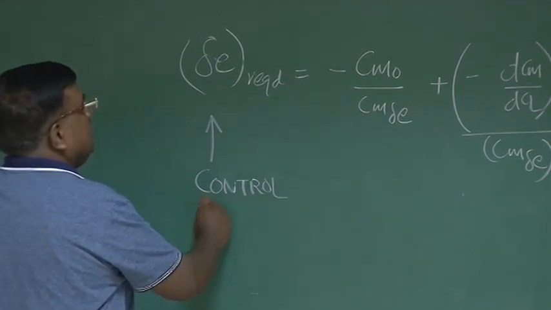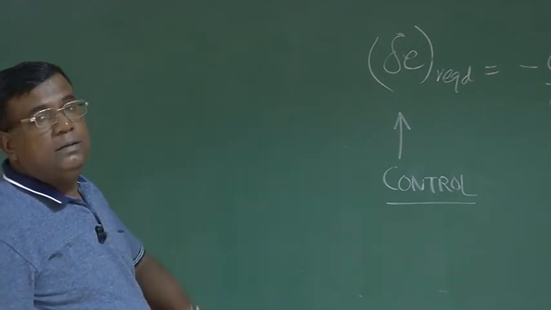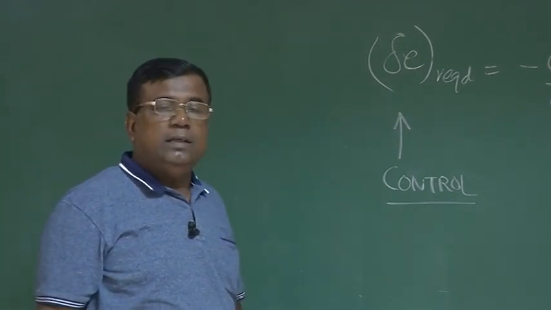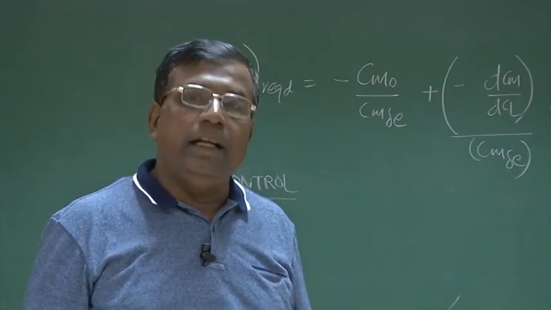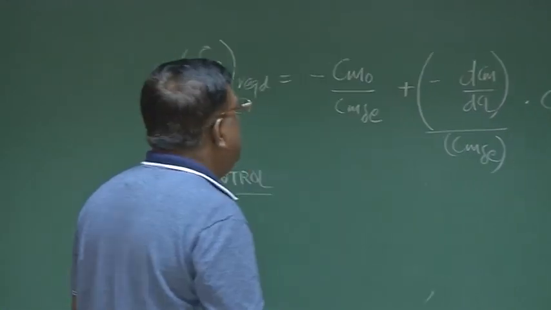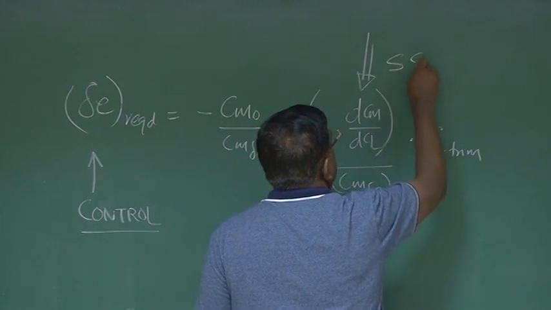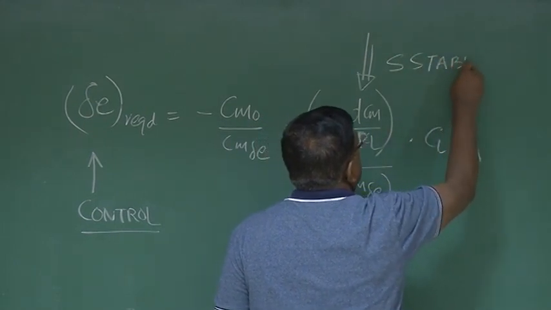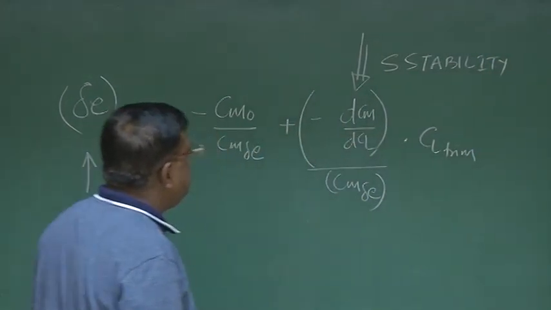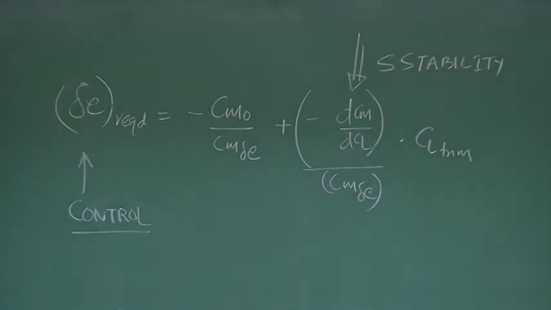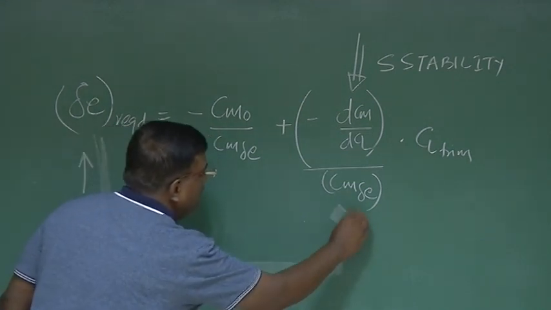This is the elevator control part. To be more precise, which is the stability part here? Stability means what? I am talking about static stability. And you know, dCm by dCL is the static stability parameter. We want to build up a relationship between this and this, which we have done.